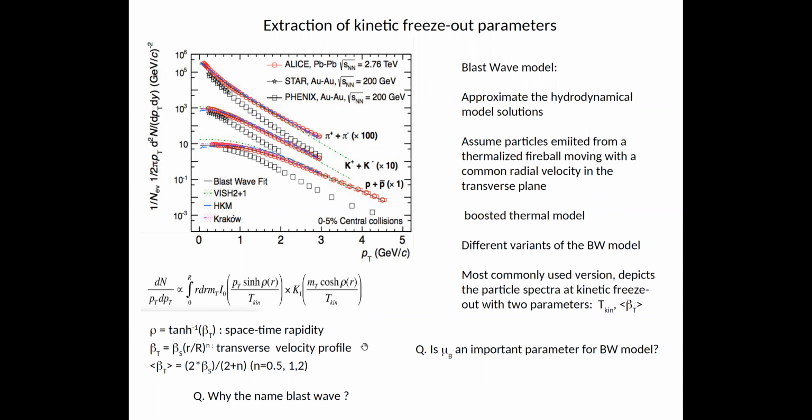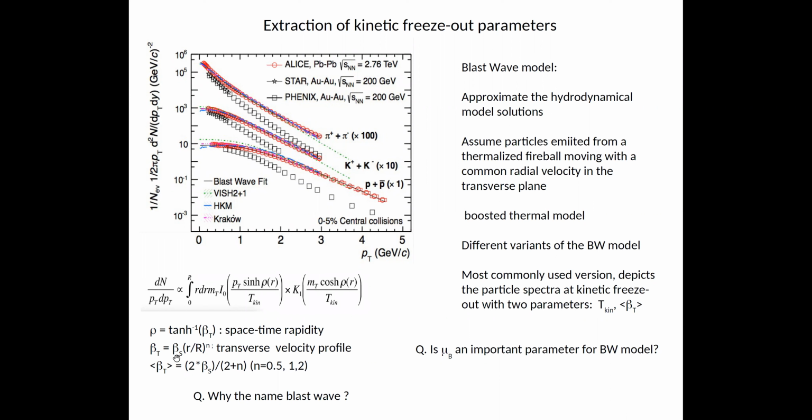So this is the most commonly used version of the blast wave model, and it depicts the particle spectra at the kinetic freeze-out with mostly two physical parameters. One is T kinetic, the kinetic freeze-out temperature, and one is the average of beta t, the average radial velocity. But the velocity has a profile. There are models which assume a constant value of the velocity, but most models assume a space-dependent velocity, or a spatial profile in this radial velocity.